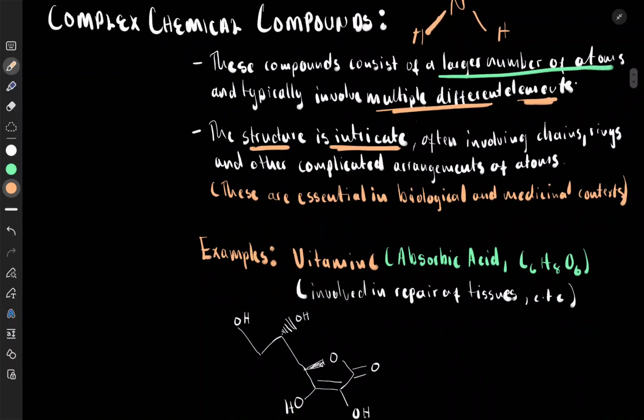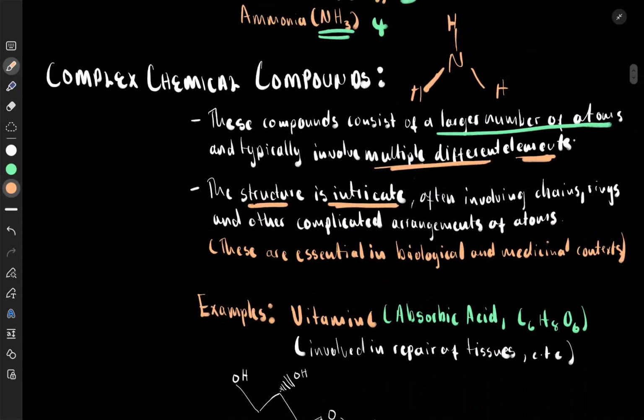This is a very, very complicated thing. So anyway, we have a larger number of atoms and a more complicated structure. For simple, we had a few atoms and a simple structure, a basic arrangement of atoms. But now we have a more complicated structure, and this is what we call complex chemical compounds.